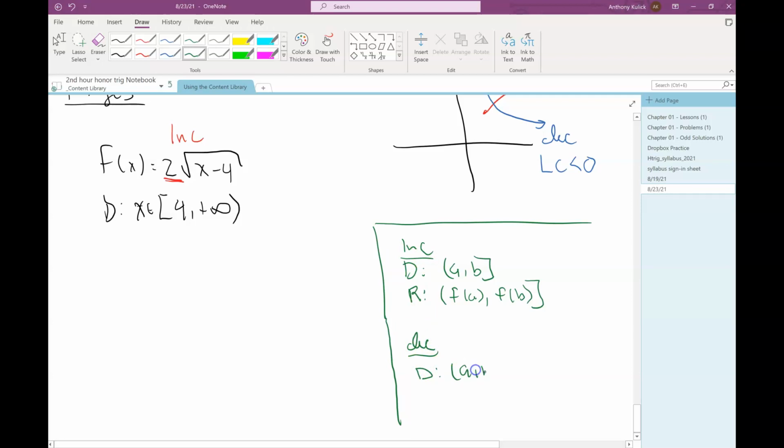Decreasing, they're going to switch. And the inclusion, the bracket or parenthesis, goes with the upper or lower bound from the domain. So you notice here the bracket and parenthesis switched locations, but really the parenthesis stayed with the A and the bracket stayed with the B is really what's going on.